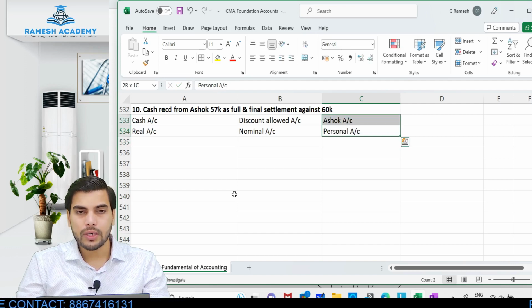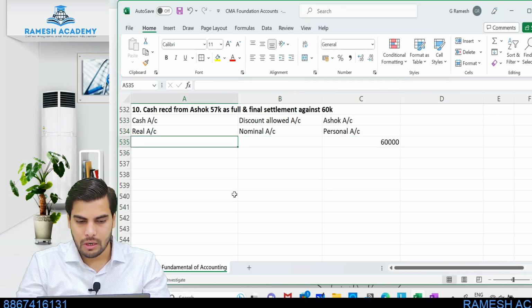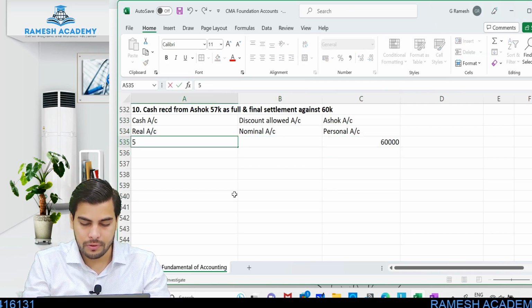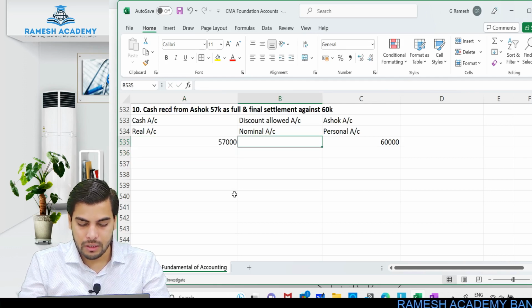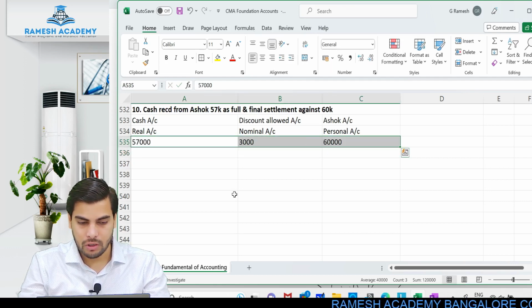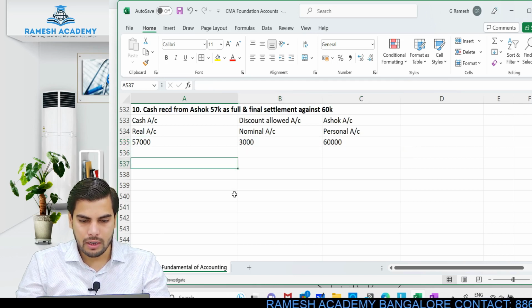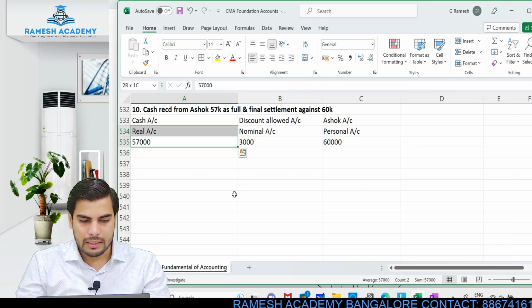So from this particular person, Mr. Ashok, we were supposed to receive how much? We were supposed to receive 60,000. How much was the cash which was actually received? It was just 57,000, and 3,000 rupees was discount which was allowed. Okay, so 3,000 rupees of discount was allowed. Now let us pass the journal entry for this. What would be the journal entry for this? Let us apply the rule.